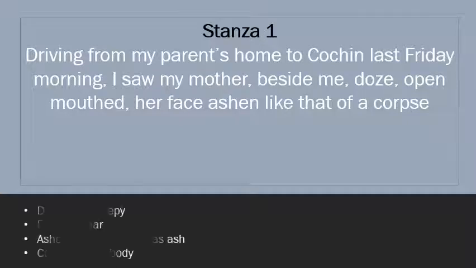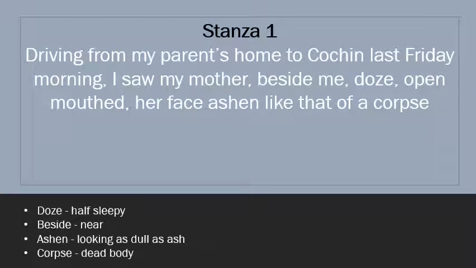So first, let us know the difficult words here. Doze means drowsy, half sleepy. Beside means near. Ashen is basically referring to ash. Ash means the substance that we receive after burning something. Corpse means dead body.